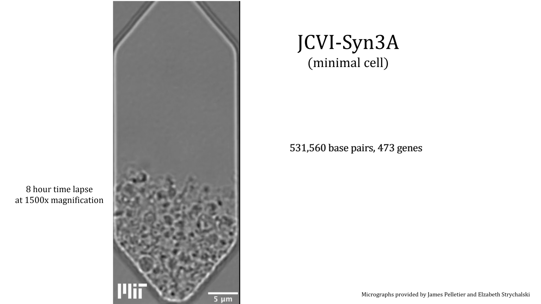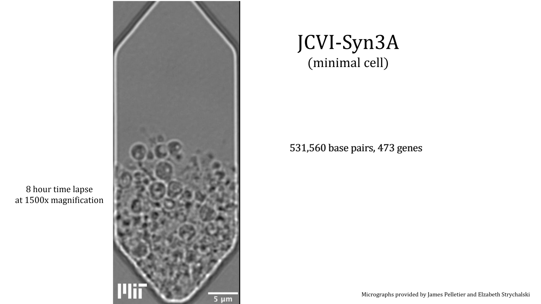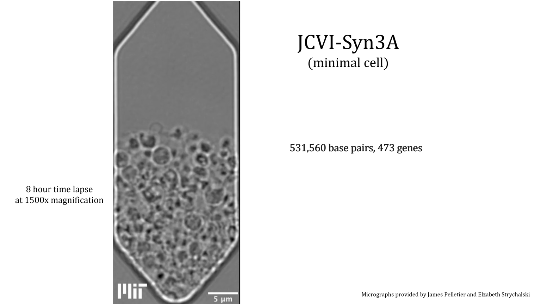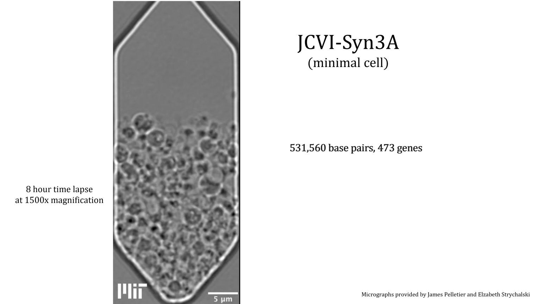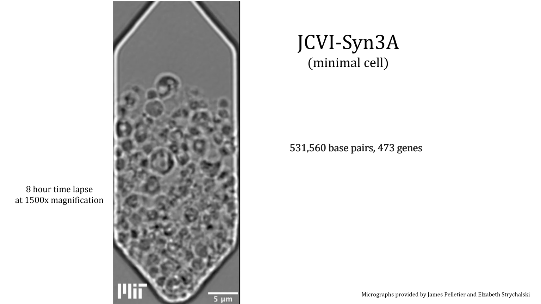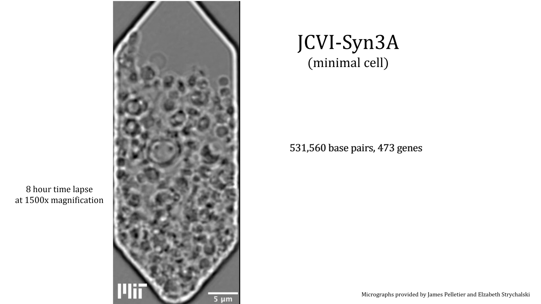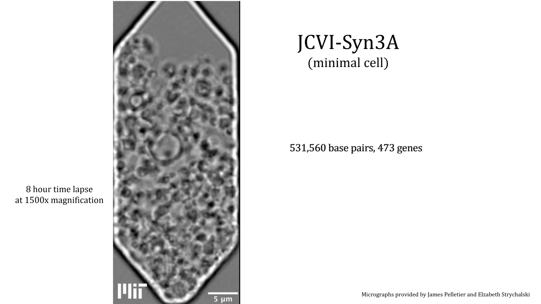6 years later, the team announced that they had created a synthetic minimal living cell containing only the genes necessary to sustain life in its simplest form. It had 531,560 base pairs and just 473 genes. They named it JCVI-syn3A.